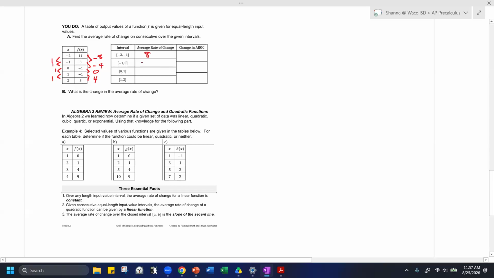So you have -8, -4, 0, and 4. The change from here to here is +4, +4, +4. So what is the change in your AROC? Your change in your AROC, they are all equal to 4. And because they all are equal to the same thing, that means that this is a quadratic model. Hopefully you got that. If you did, congratulations, you're a genius.